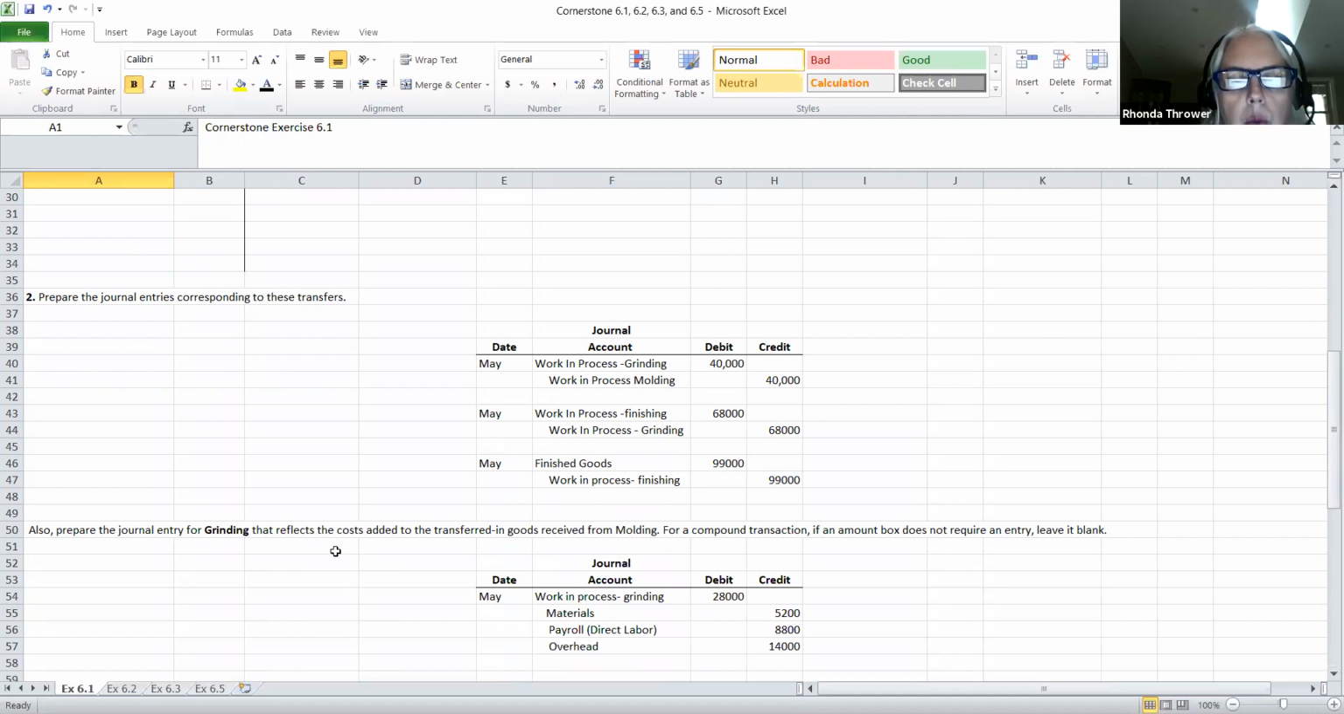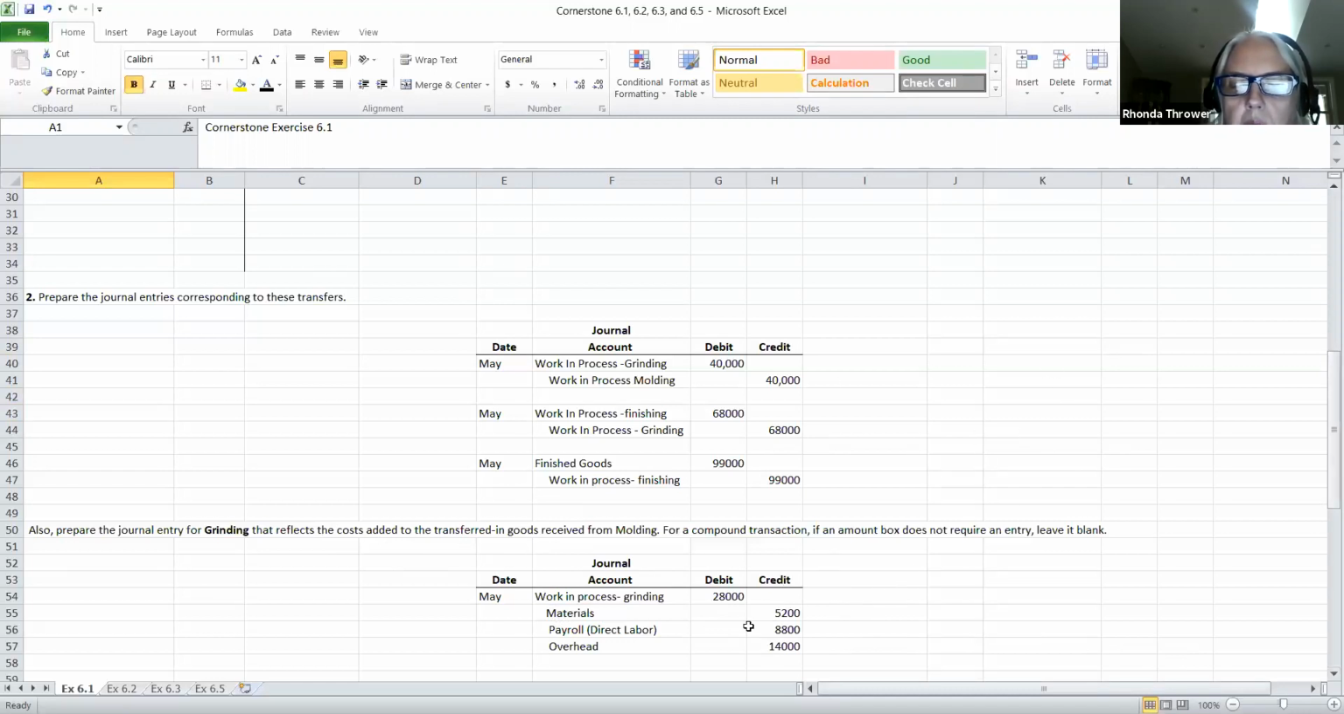The only thing they wanted you to do in this journal, and this is a little strange to me, I really think this should have come before this one, and they should have done it for each department, but they only did it for one. They're just talking about the costs that were added. Do you see there? There's a keyword there that's added. It reflects the costs that are added to the transfer goods. So all they wanted to know is what the materials, the labor, and overhead were. And you notice that the materials account would be credited.